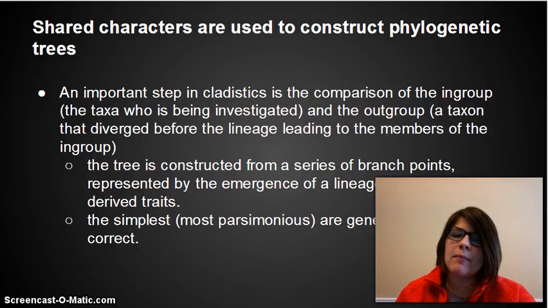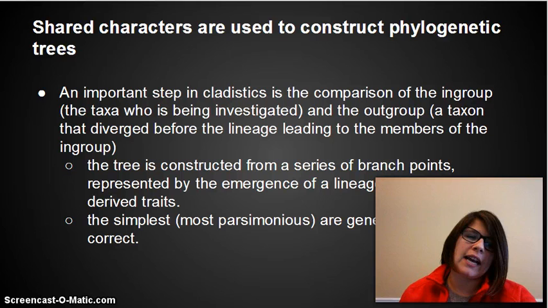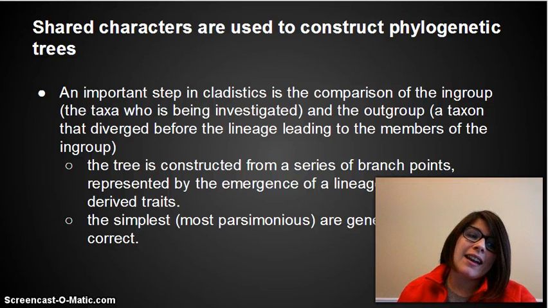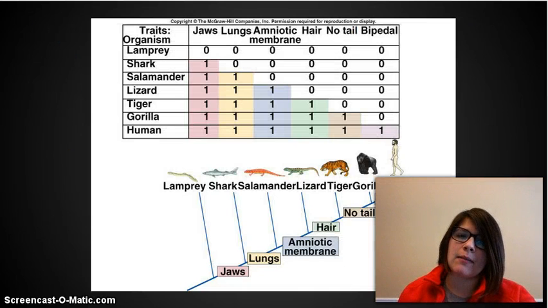The simplest and most parsimonious, now parsimonious just means simple, it's a fancy term for the word simple, are generally the most correct. So if you see a very, very complex phylogenetic tree, there is a high chance that it might not be correct. So this is how we look at it.